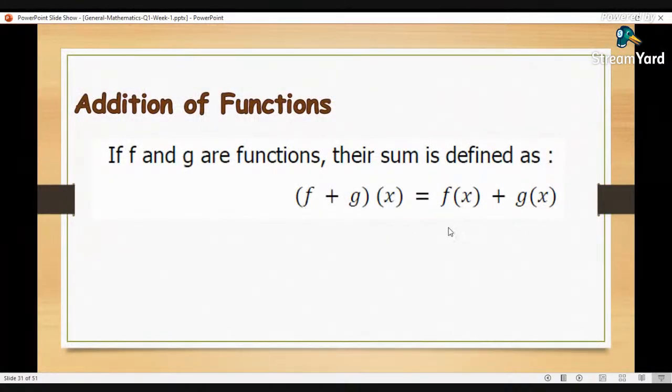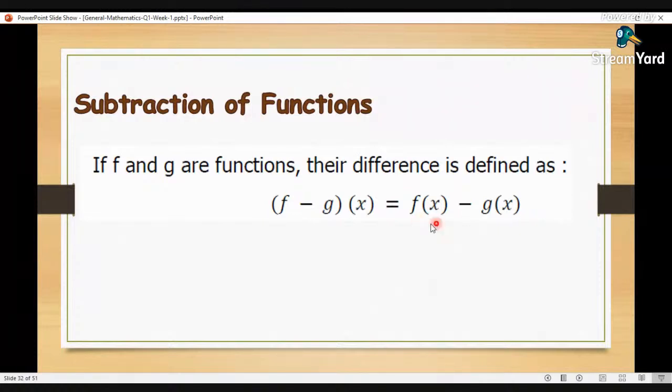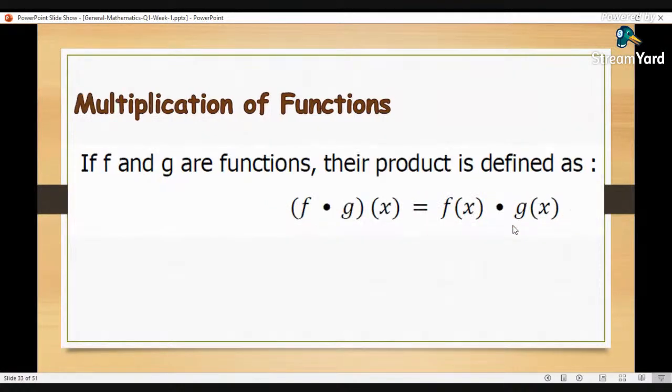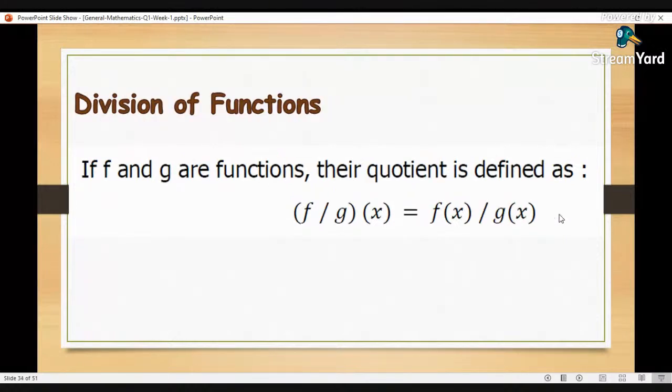Okay, addition of functions is just as simple as adding f of x and g of x. Subtraction is just like subtracting f of x minus g of x. Multiplication is just like simple multiplication of two polynomials, f of x multiplied by g of x.